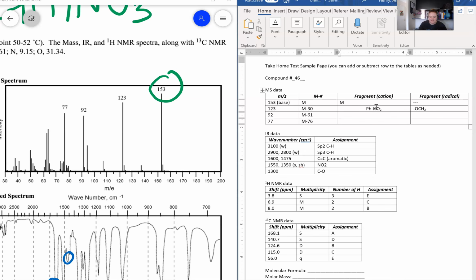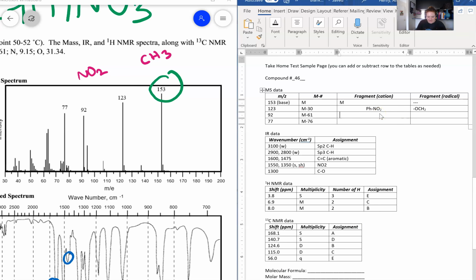So I'm going to write it as Ph, or phenyl. NO2 is what's left behind. And then we have the 61 that gets lost. I think that the 61 that is lost would be a combination of the methyl from one side and the NO2 on the other side. So it's breaking off in both locations.